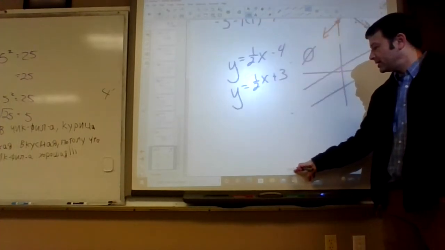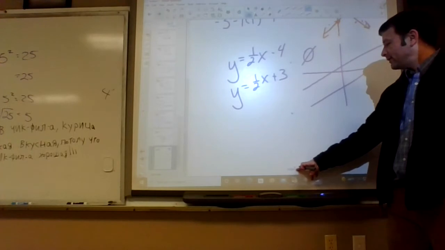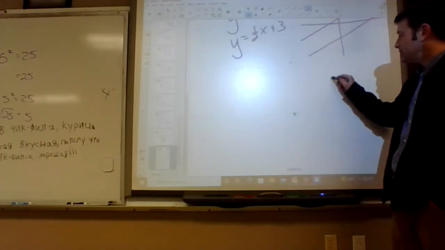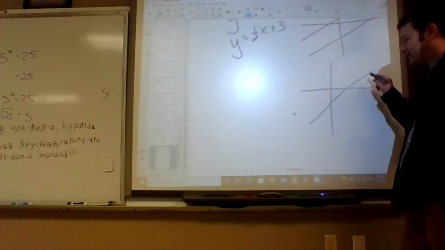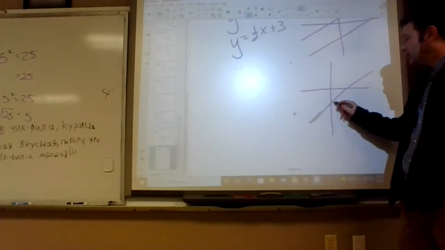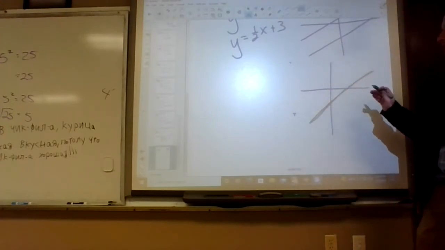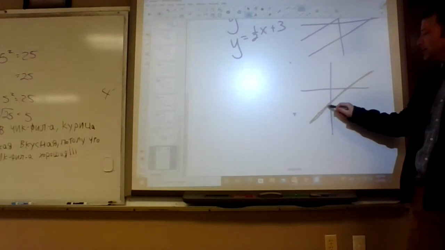Another weird case is if you graph the line and it turns out to be like the exact same line both times. So in that case, how many common solutions do they have?